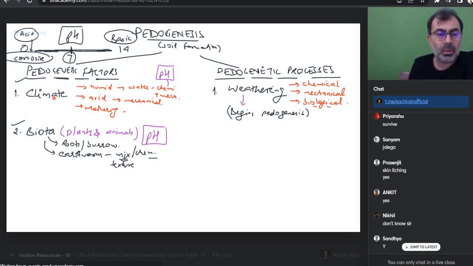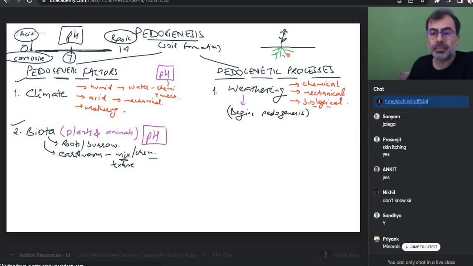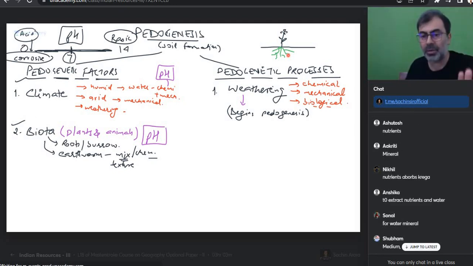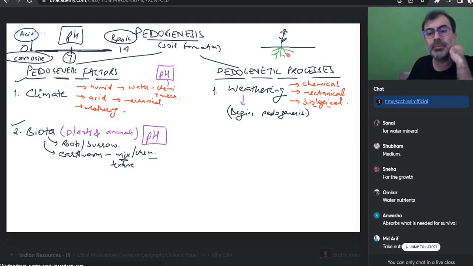Okay? Now tell me one thing, this is a plant, this is a leaf, this is a flower. So why does the plant need the soil? Why does the plant need the soil, everyone? Sir, there is mineral and there is water. Very good. Thank you. Nutrients and water, they need it. Perfect. So how do they take it from the soil?